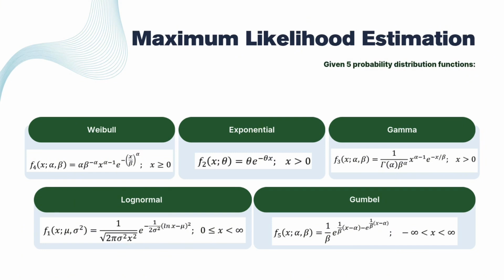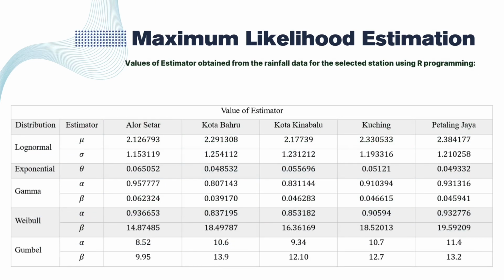To estimate the values of the parameters, maximum likelihood estimation is employed due to the large sample size of the rainfall data for each selected station, given the 5 different statistical distributions presented here. The rainfall datasets for the 5 selected stations are used during the computation of MLE in R programming. The results for all distributions in each station are tabulated in the table presented here.